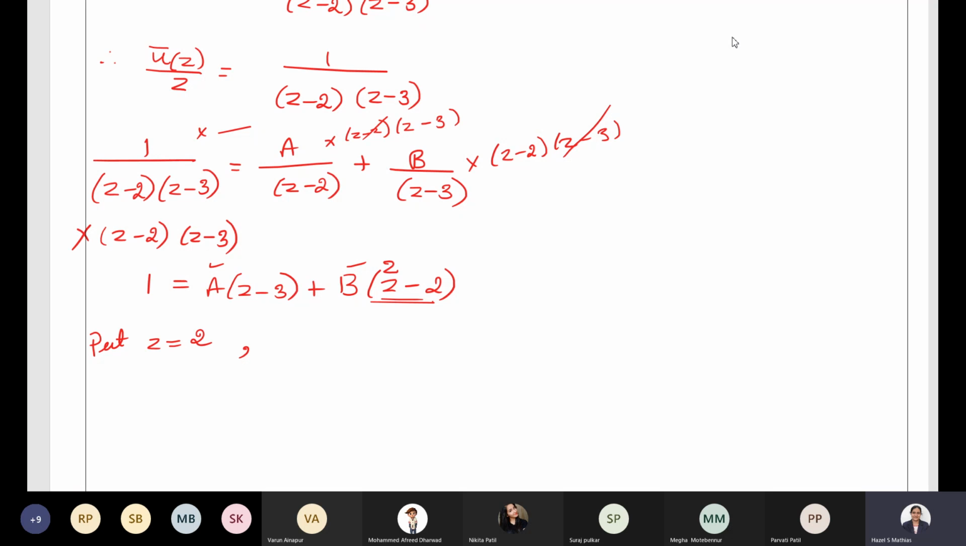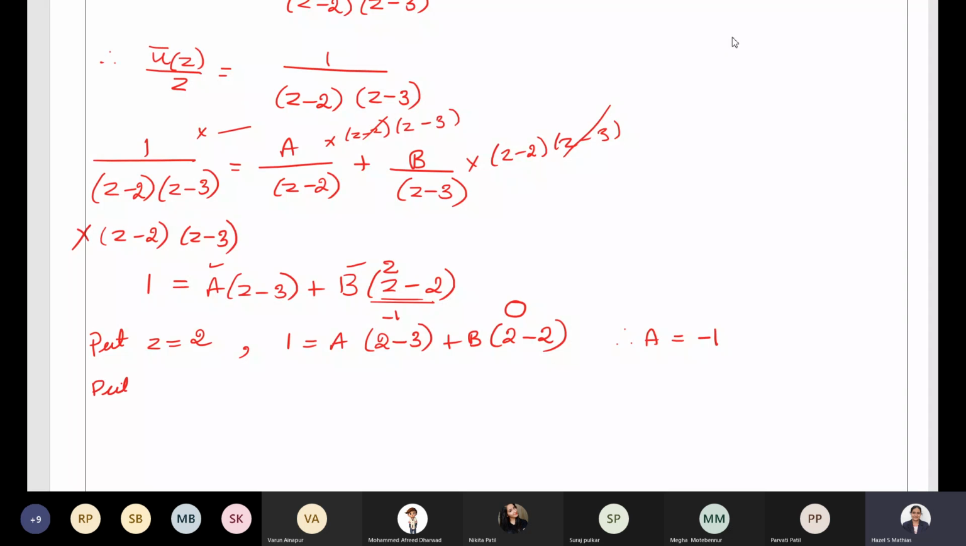When we put z equal to 2, what do we get? 1 equal to a into 2 minus 3 plus b into 2 minus 2. So this term will be 0. What do we get as the value of a? a into 2 minus 3. 2 minus 3 is minus 1. So a value is minus 1.